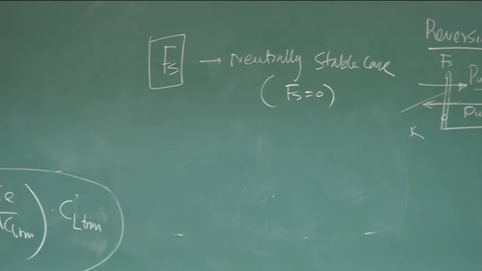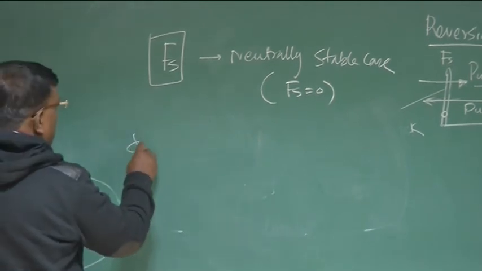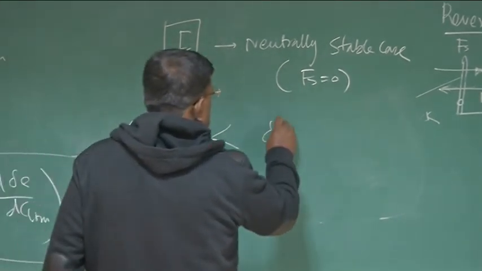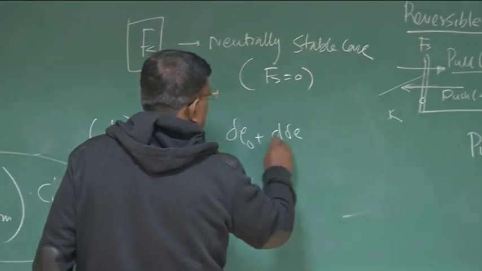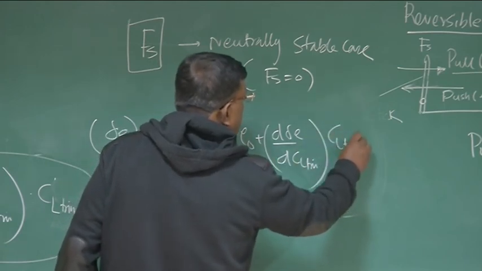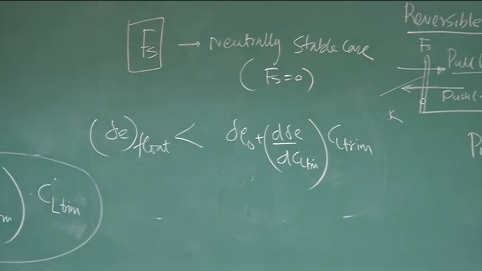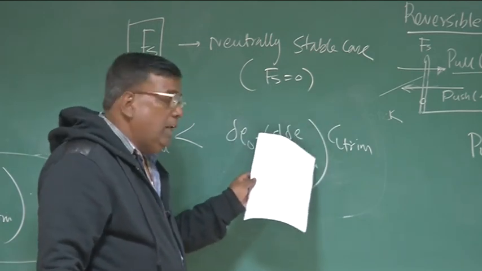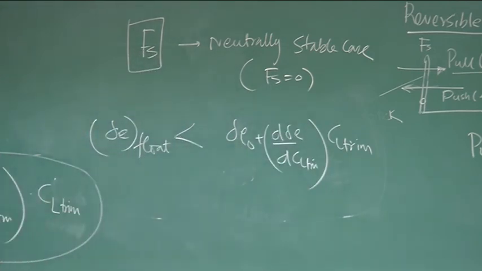Second case, we will say if this delta E float is less than delta E naught plus d delta E by dCL trim into CL trim at a given CL. That means, please understand, suppose delta E required was 5 degrees and by float it has come to 3 degrees, that means the pilot has to increase the elevator up by 2 degrees. So, how does he do that? He has to put the elevator up, so he has to pull the stick.